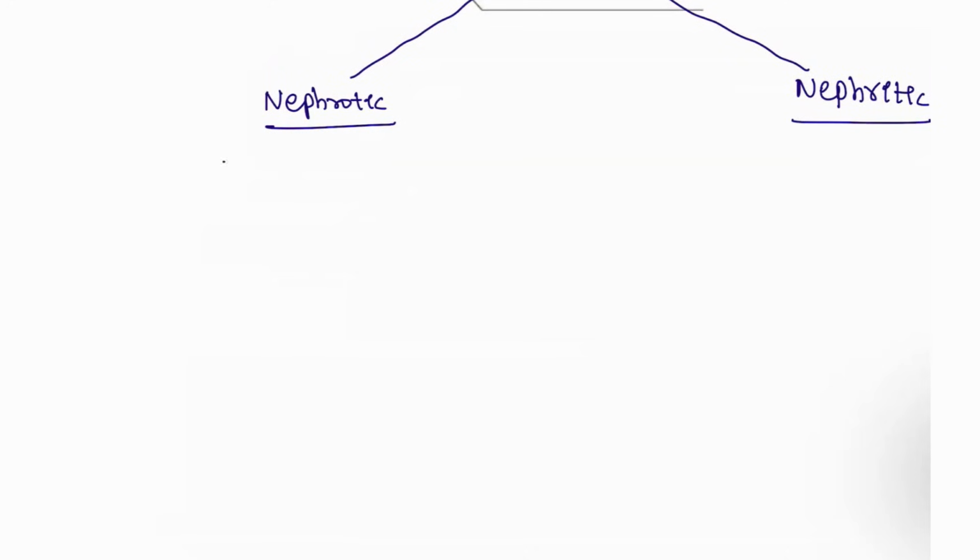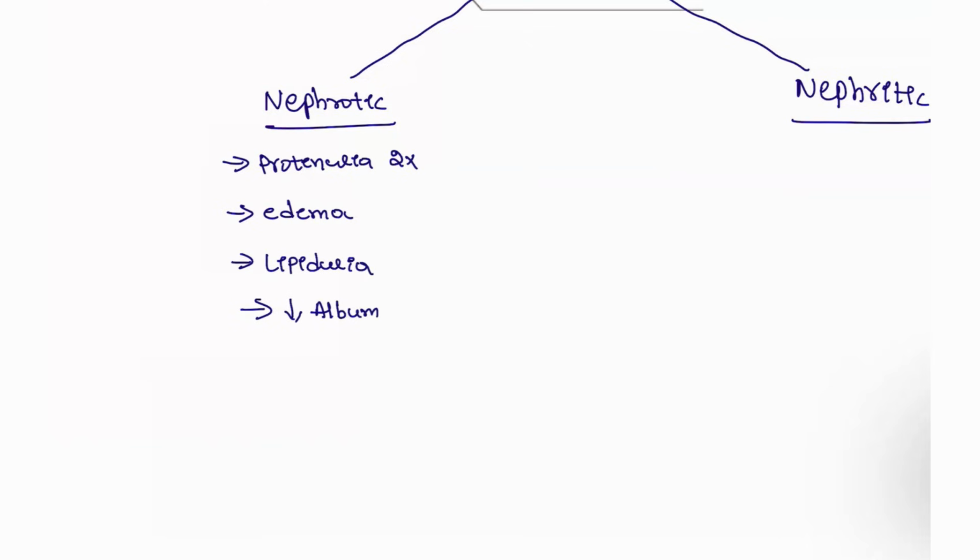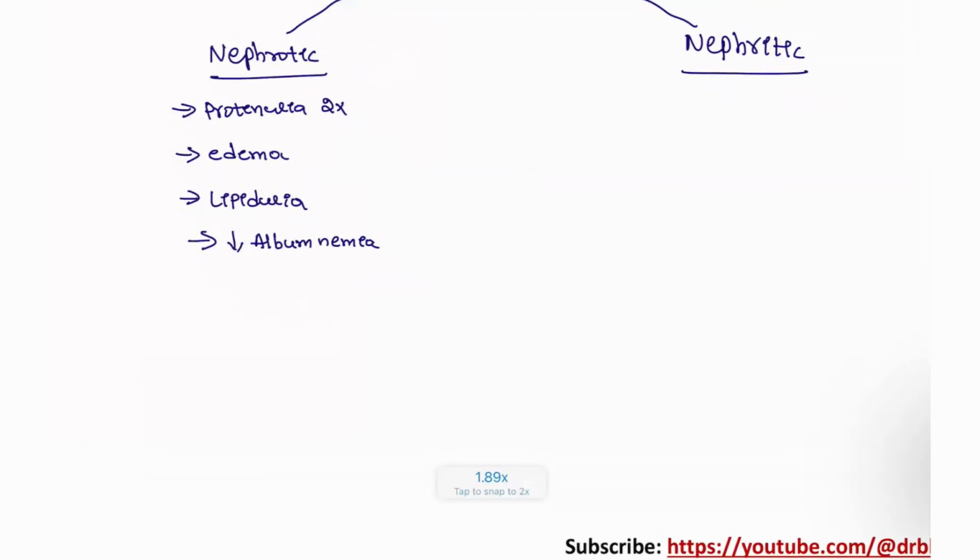Nephrotic patients will have proteinuria, two times the normal, and edema, because loss of protein causes hydrostatic pressure disturbances. Next, lipiduria. And also, since the protein is already lost, there is hypoalbuminemia in the blood. These are the symptoms present in patients with nephrotic syndrome.